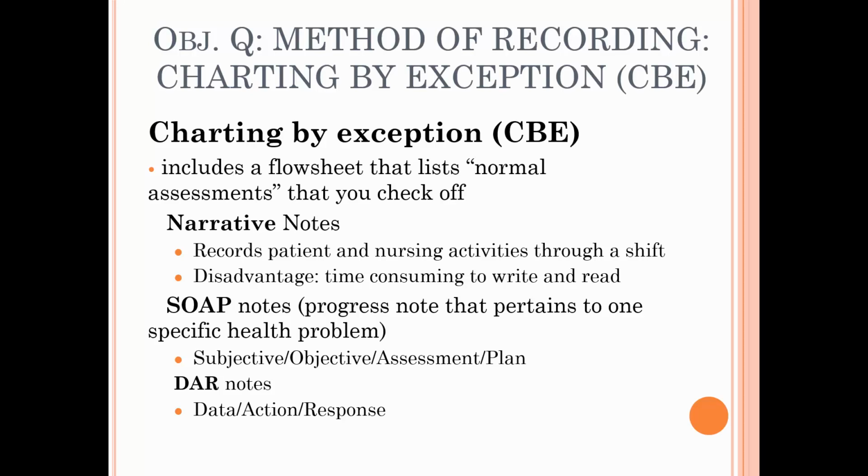So a DAR note also should be written for each abnormal problem noted on the flow sheet. And this is a little bit different. This is asking for your data, so that's your objective and subjective data for a particular problem. So if they have 5 problems, they need 5 DAR notes. Okay. Your A is your action, so that's what was done about the problem. And then R is response by the patient to what you did about the problem. Did the problem get better? Did it not get better? What further follow-up do you need to do?